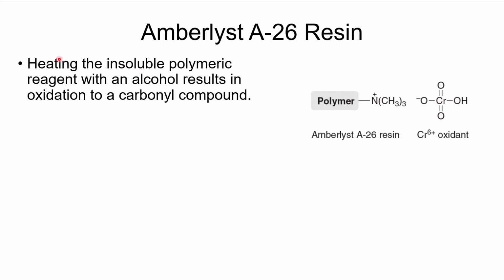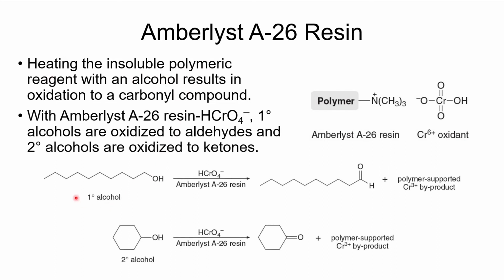If you heat that polymer reagent in the presence of an alcohol, you can get oxidation to an aldehyde. You'll notice that this is a milder oxidizing agent than just chromium-6. It acts more like PCC, but you do have to heat it up to do this. Your polymer keeps the chromium-3 on it, which means you can filter it off, and it's possible to regenerate that chromium, go back to chromium-6, so you can reuse this, which is pretty cool.